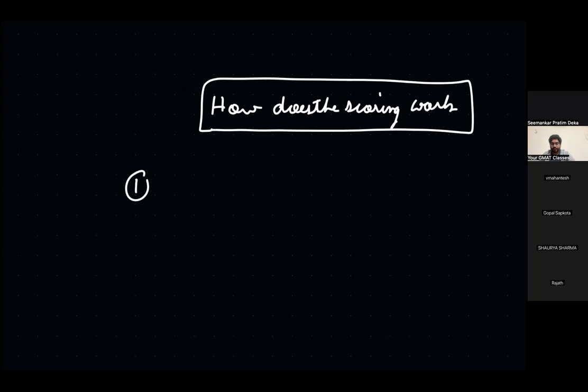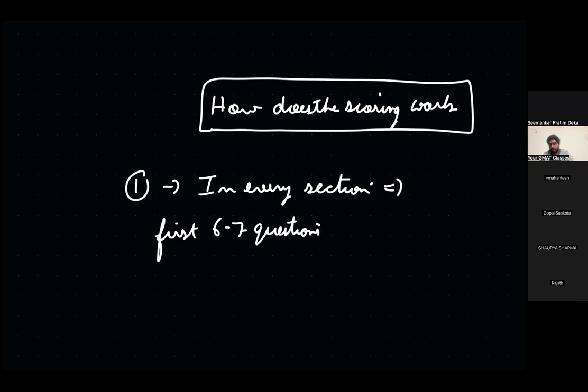So first of all, in every section, for first 6 to 7 questions, algo is not very active. For first 7 questions in every section, in quant, in verbal, in DI. This is a myth, but this is true. Algo is not very, very, very active.